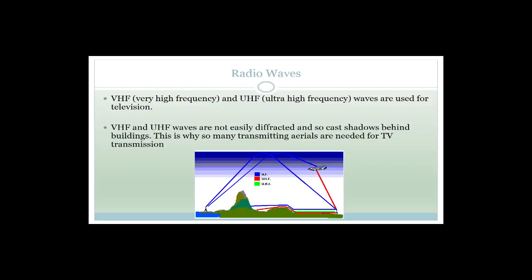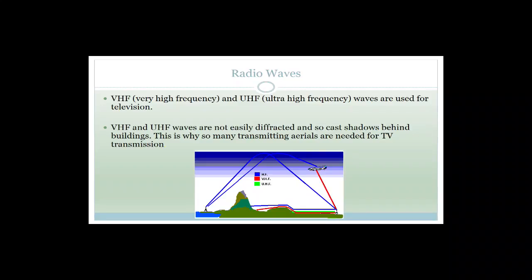So VHF is very high frequency and UHF is ultra high frequency, and both of these are used for TV. That's what gives us our signal for TV. Now, VHF and UHF waves are not easily diffracted and can cause shadows behind buildings. This is why transmitting aerials are needed for TV transmission.